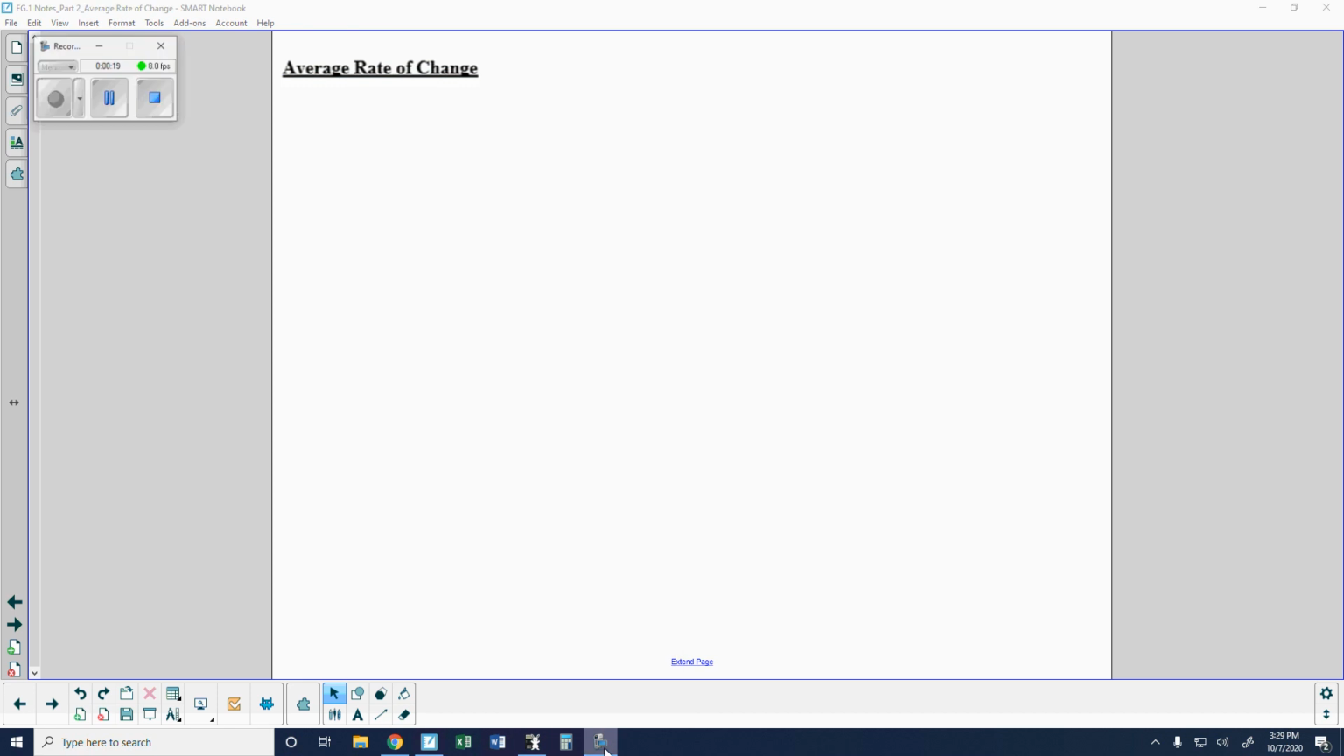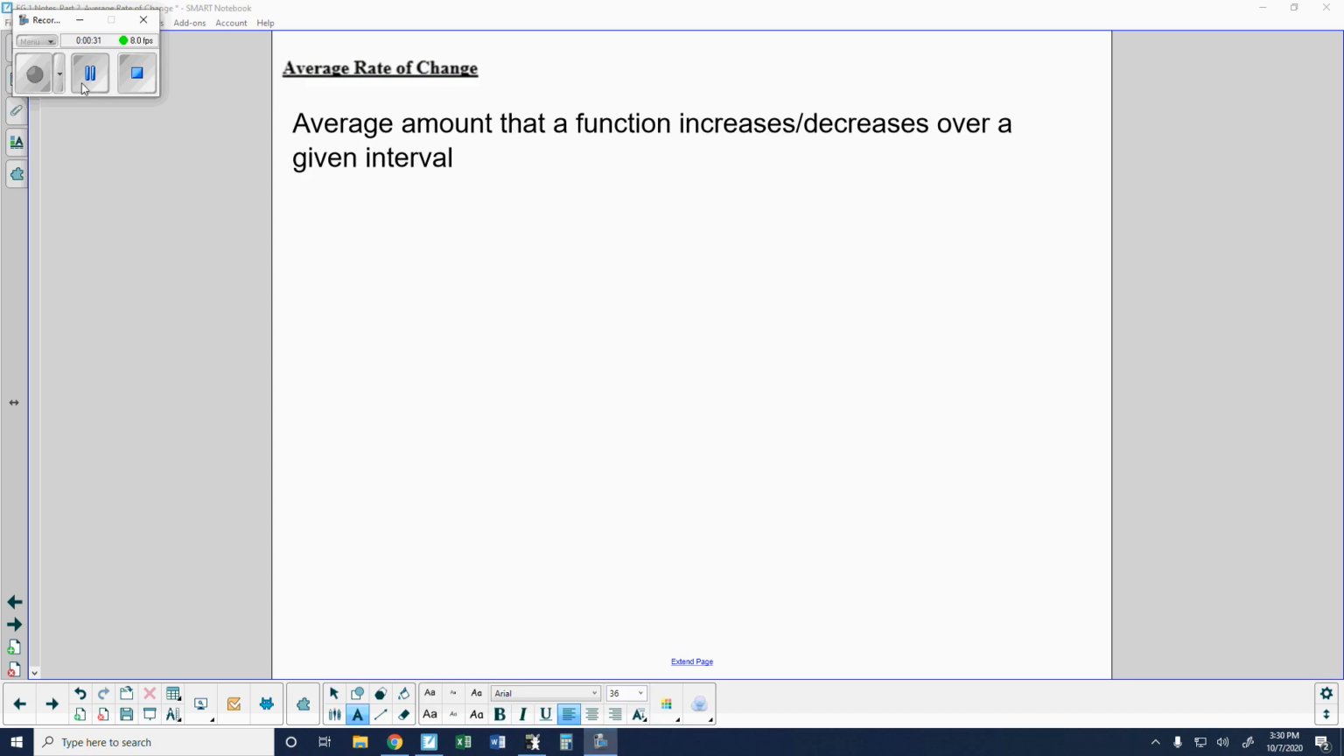Average rate of change. This is something that you saw back in Algebra 1 when you were dealing with lines. You probably called it slope at that point in time. Slope essentially is average rate of change. So we are going to take average rate of change beyond slope of lines, just lines anyway.